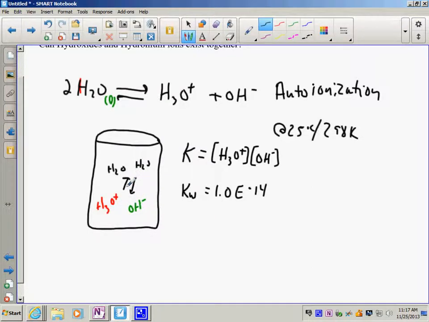But if, again, in any water solution this is happening, and if it's pure water and it's happening, then we get equal quantities of these, so the concentration of the H3O plus ion would equal the concentration of the hydroxide ion, and that would be 1.0 e to the negative 7th.